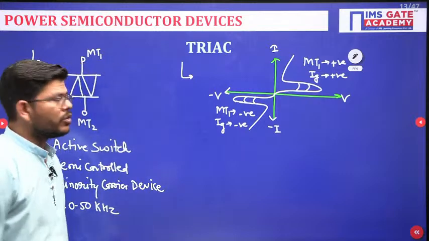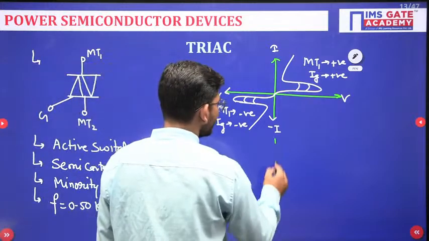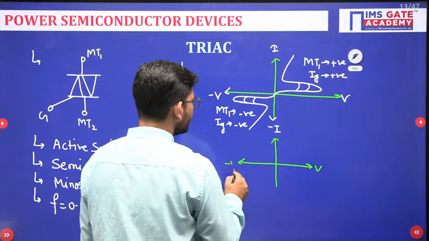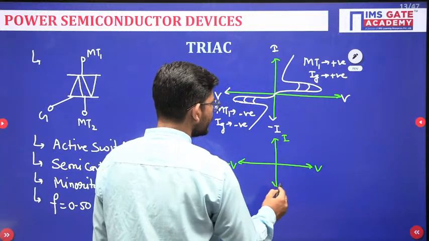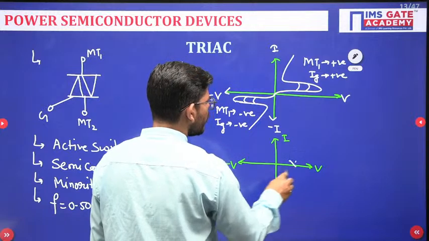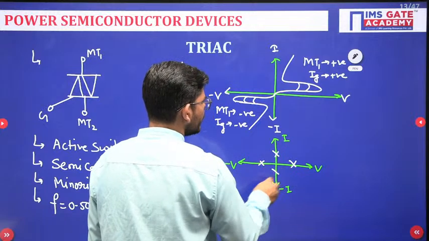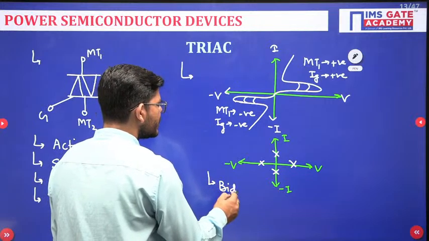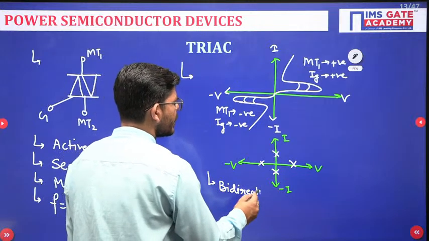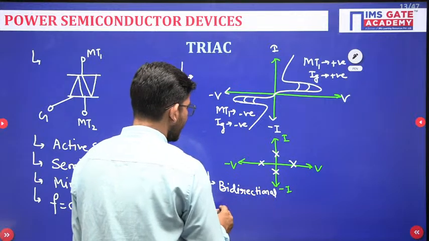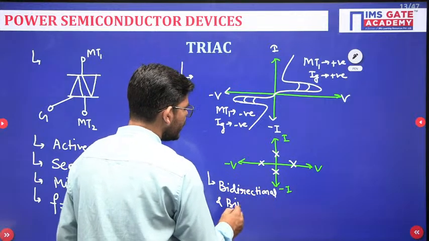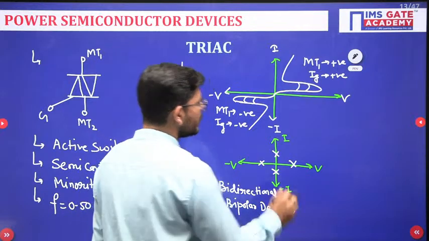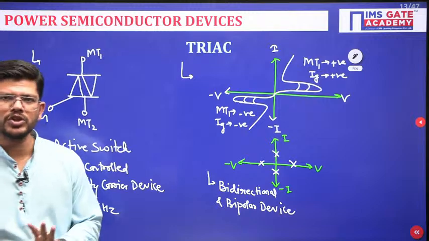So you can see that this switch is capable of blocking both types of voltage and carrying both types of current. This is the only switch that will give you 4 quadrant operation. So it is a bidirectional and bipolar device. This is the only switch that will give you 4 quadrant switch realization.